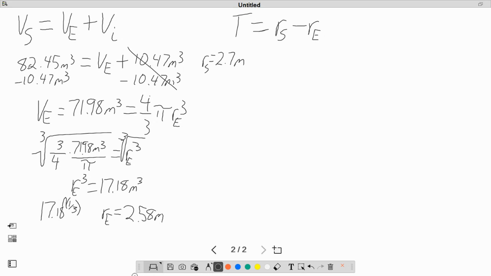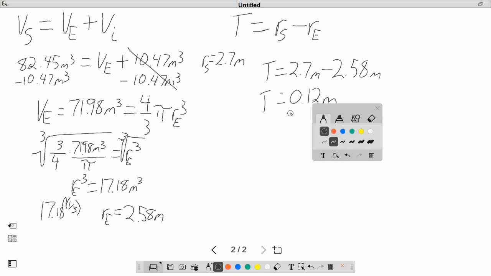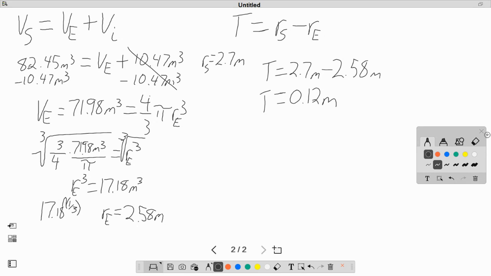So now let's find the thickness of the shell. R sub S is 2.7 minus R sub E, 2.58. So the thickness of the shell is 2.7 minus 2.58, which is 0.12 meters. So that is our answer. You should notice that's 0.12 meters, so that's not very thick. That's like 12 centimeters. It's less than a foot.